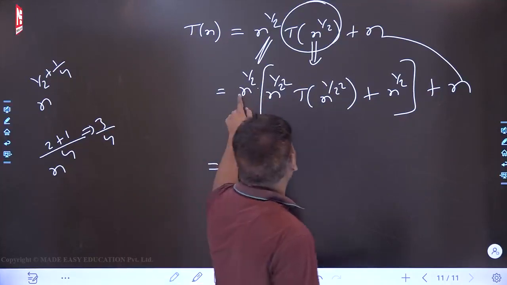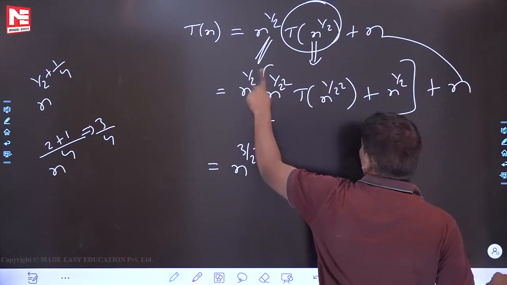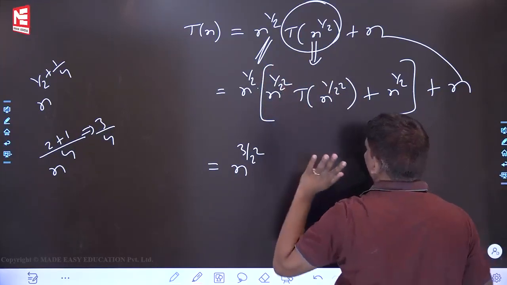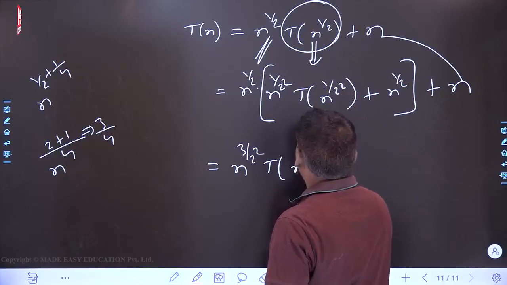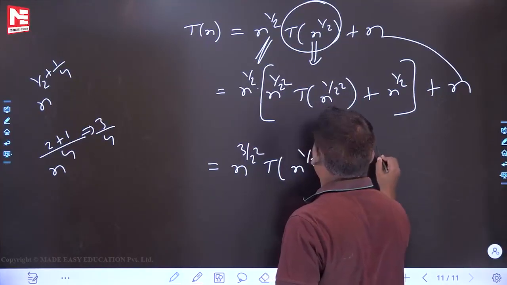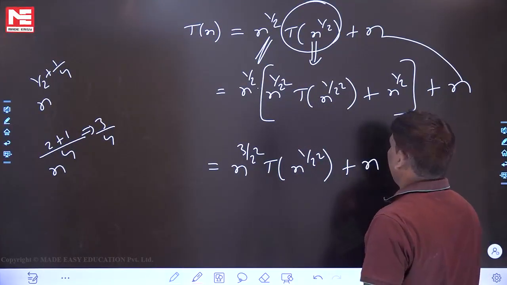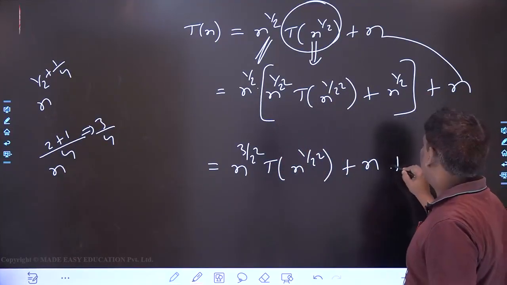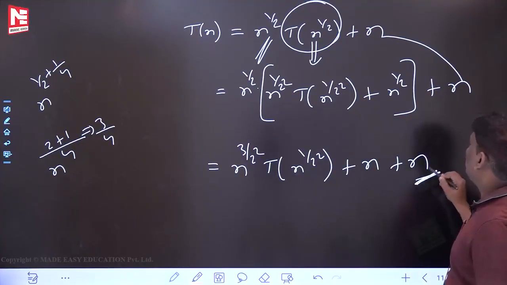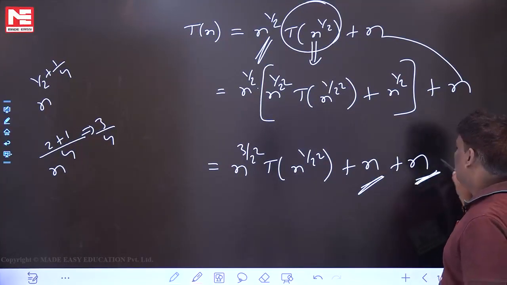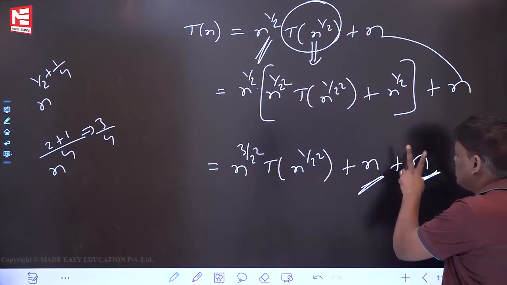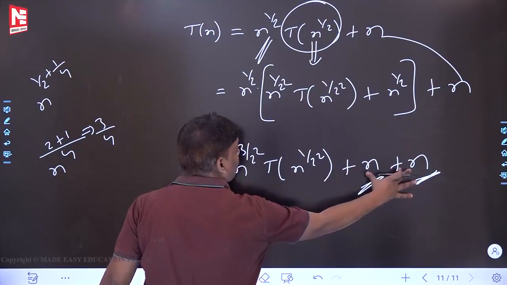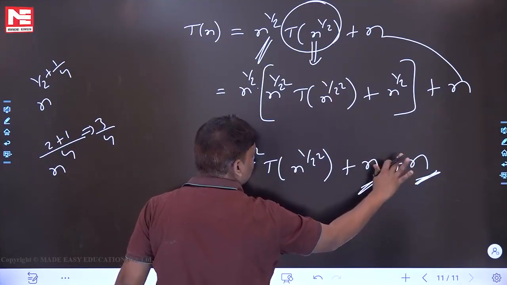So n power 1 by 2 into n power 1 by 4 will become n power 1 by 2 plus 1 by 2 square, which is n power 3 by 2 square. Then n power 1 by 2 square plus, multiply root n into root n, which is n. Next one, plus n. The first level non-recursive term and the second level non-recursive term are the same, which means the series is not coming, the same is coming.